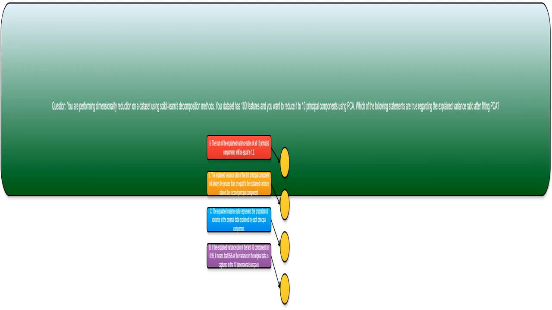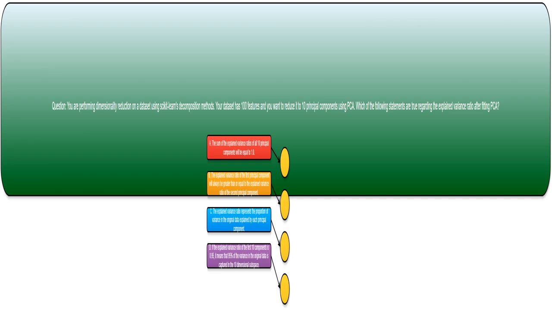This question tests your understanding of PCA's explained variance ratio. It presents a scenario where you're using PCA to reduce the number of features in your data from 100 to 10. Then, it asks you to identify true statements about the properties of the explained variance ratio after fitting PCA.